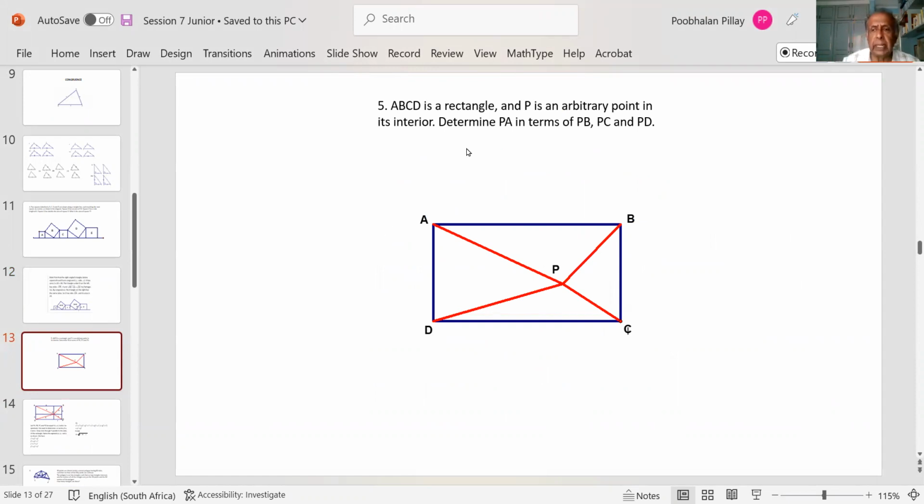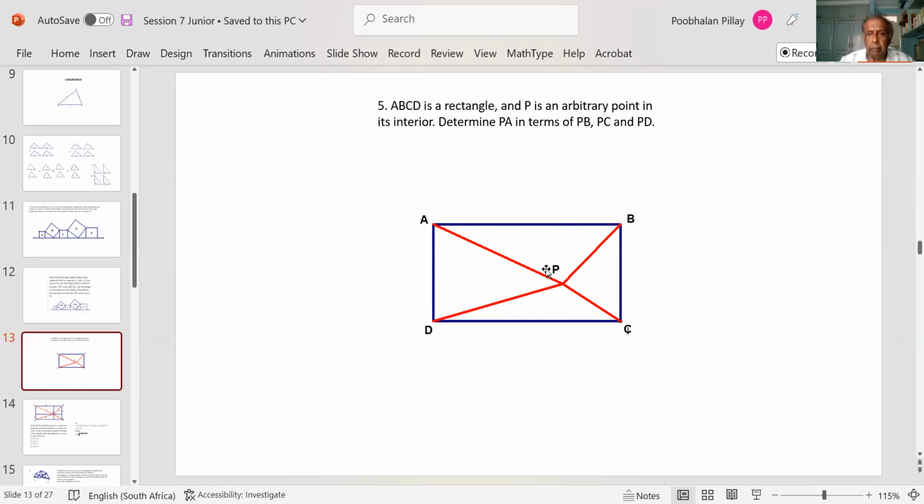Problem number 5 says ABCD is a rectangle. All the angles are 90 degrees, in other words. And P is an arbitrary point. Arbitrary means any. No specifications, any point or random point. So P is just chosen anywhere in its interior. That means on the inside.